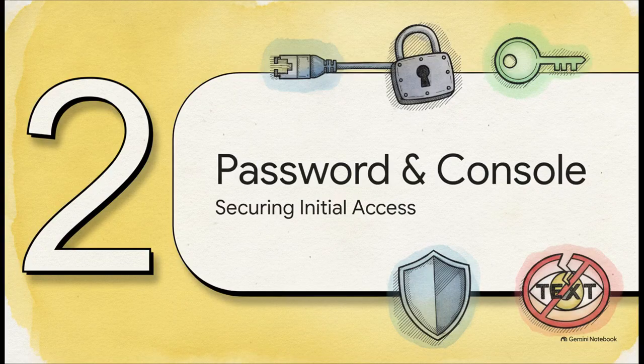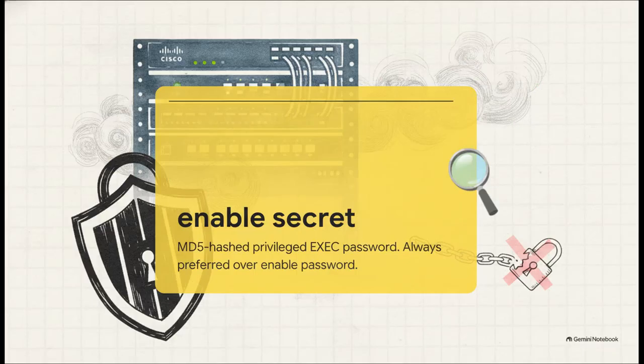Moving right along to Section 2, Passwords and Console Security. Now that we know how to reach configuration mode, our very first mission is securing the physical ports and making absolutely sure no plain text passwords are left lingering on the system. We just talked about typing enable to escalate privileges, right? Well, we desperately need to protect that escalation path.